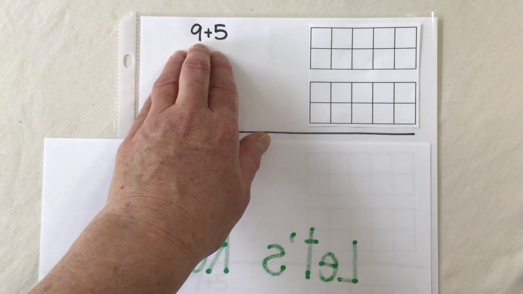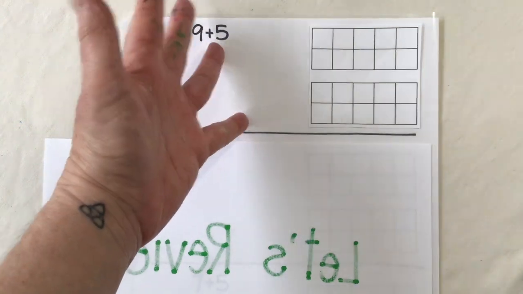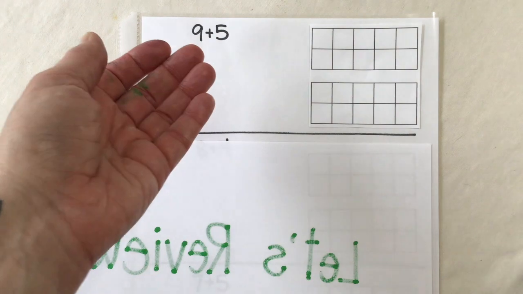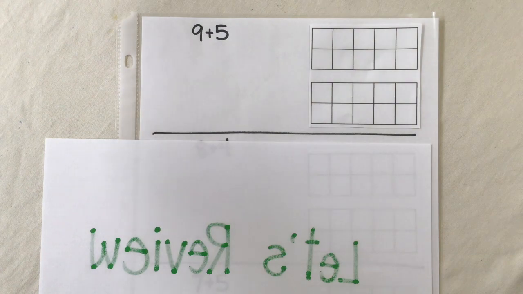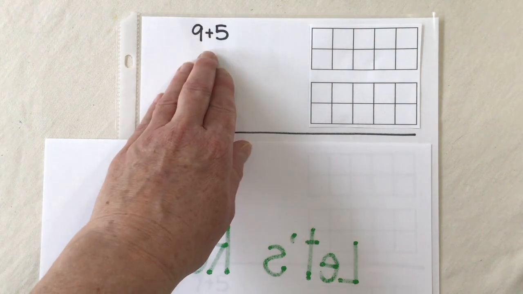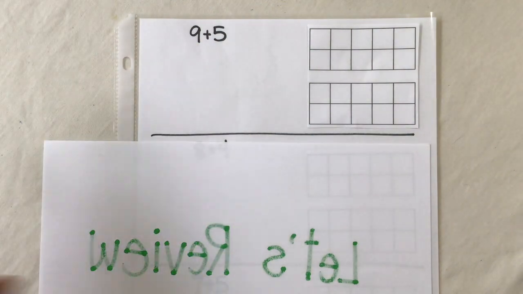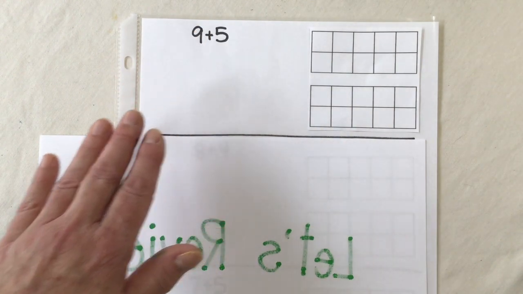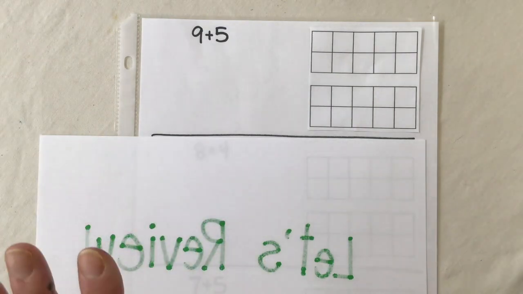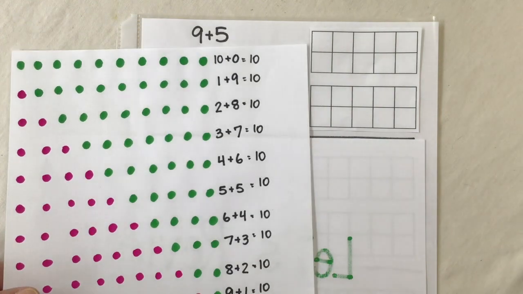We could count on if we wanted to find the answer of 9 plus 5: 9, 10, 11, 12, 13, 14. But counting on is not an efficient strategy once you begin to get larger numbers that you're dealing with. Make a 10 strategy is a really good strategy to use all the way through your number charts, all the way up to 120. So when we make a 10, we think, how can I take my numbers that I have in front of me and turn one of them into a set of 10?